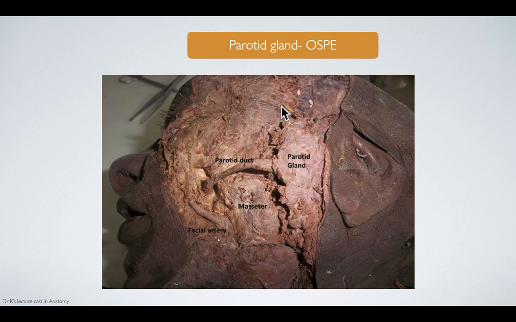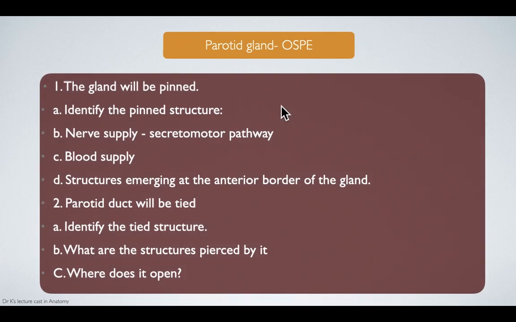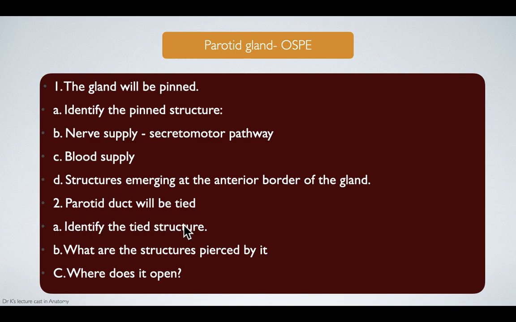In the upcoming lectures, I'll try to upload a few more specimens exclusively for OSPE and practical-based questions. And when the parotid duct is tied, you have to identify the tied structure. What are all the structures the duct pierces before it opens, and where does it open?